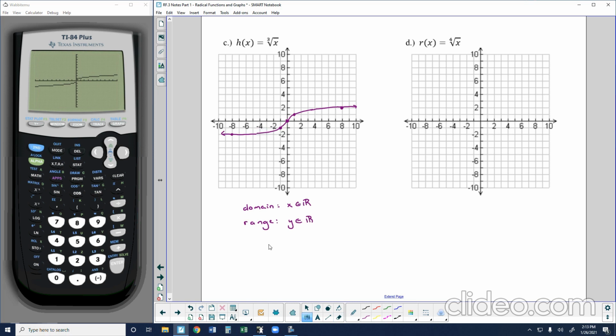So though it doesn't move up or down very quickly as we start to stretch out to the right and to the left, it is still going up and down, and so it's going to hit all real numbers. Let's go ahead and take a look at the fourth root.